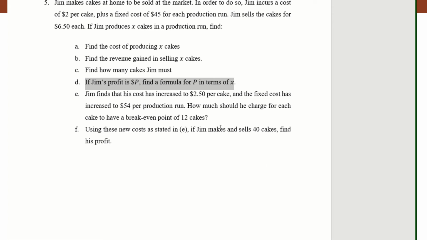So use the new values here. Your selling price should be 7. Your cost should be 2.5x plus 54. Find your profit equation and substitute the 40 inside.